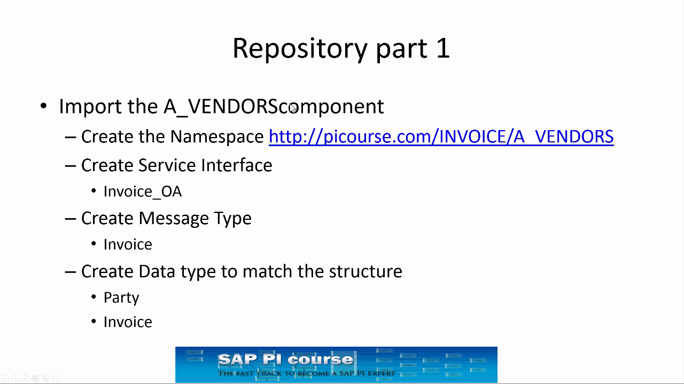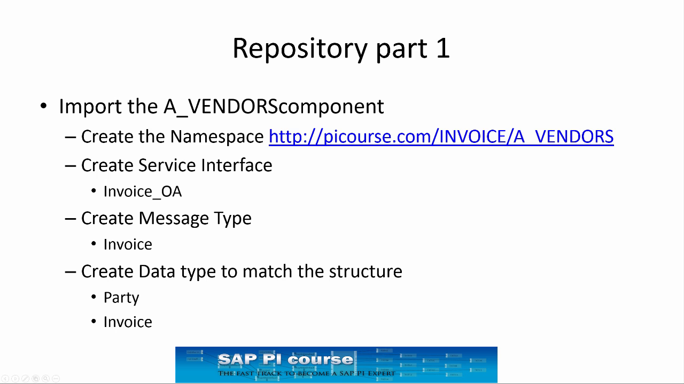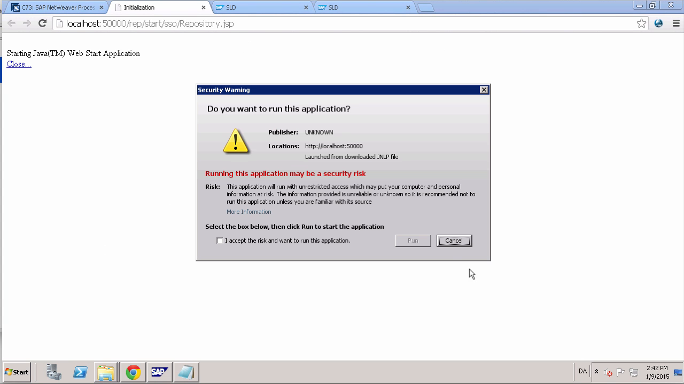So we'll import the software component version and we'll create a namespace in it. So we'll go back to the PI system. Oh, and I accept the risk.